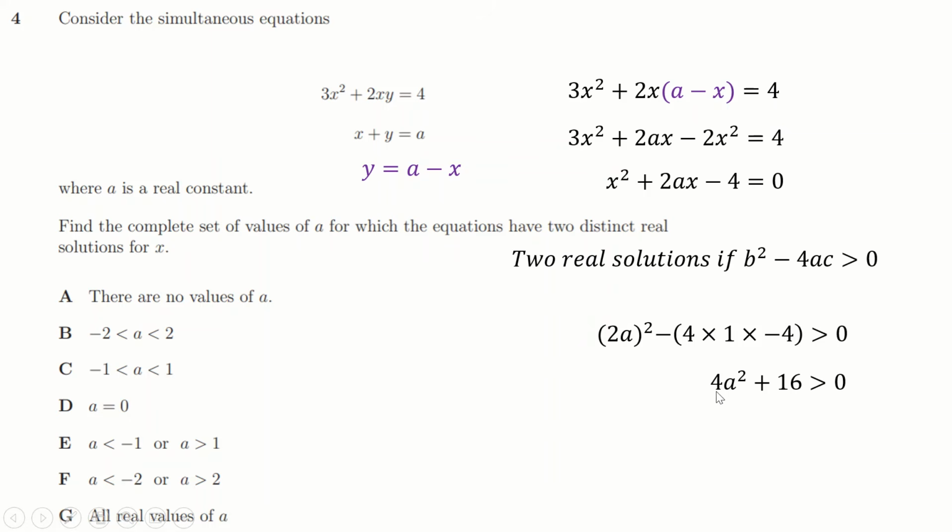Now the thing is that this is always true. No matter what real value of a you put into this, it is always true, because when it squares it becomes positive, times by 4 still positive, plus 16 still positive. So this is true for any value of a.